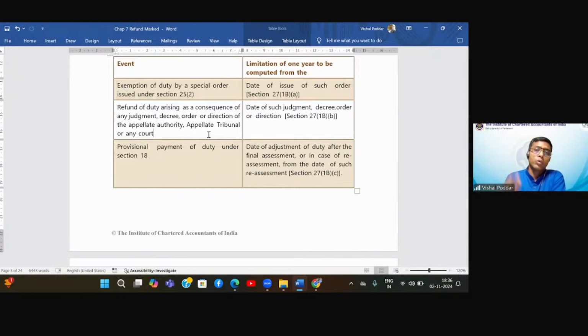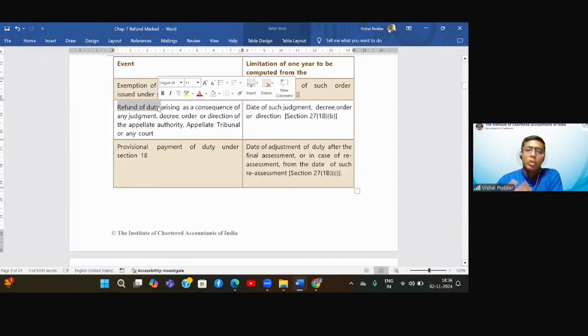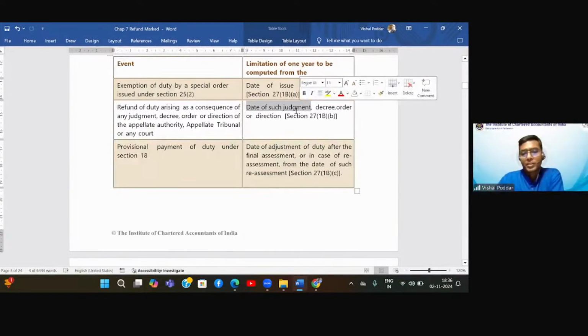In such a scenario, to address such a specific situation, the second carve out made is that in case where the refund becomes applicable or you become eligible for refund on the basis of any such order, judgment, decree, then the period of 1 year will not be counted from the date of payment, which may be some 4 or 5 years back. It will be counted from the date on which such judgment is passed.